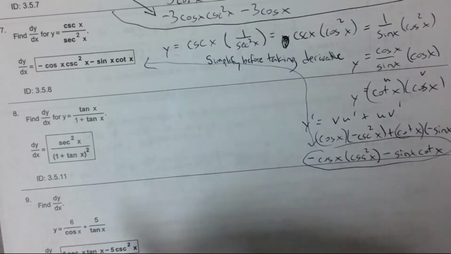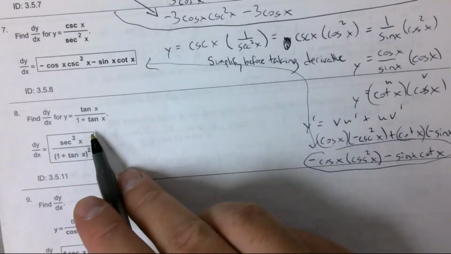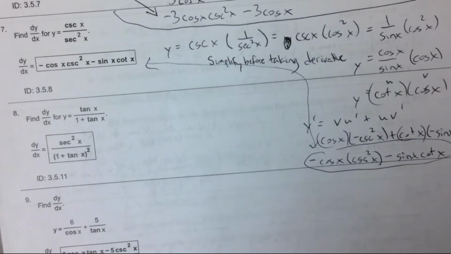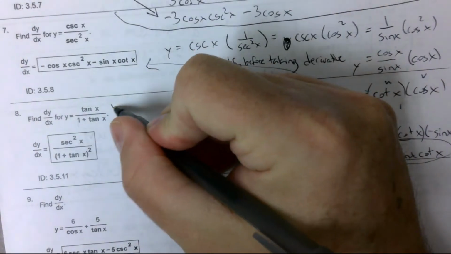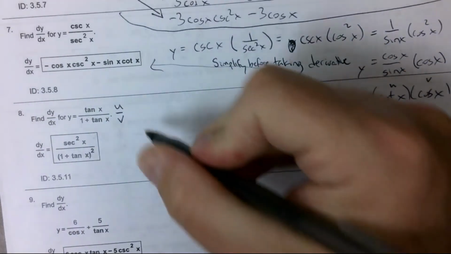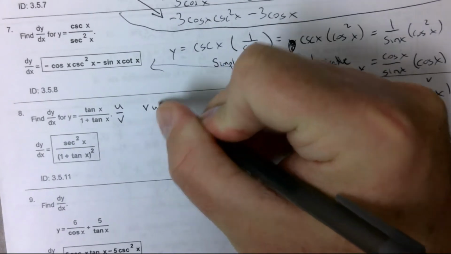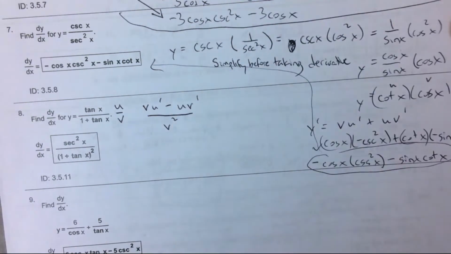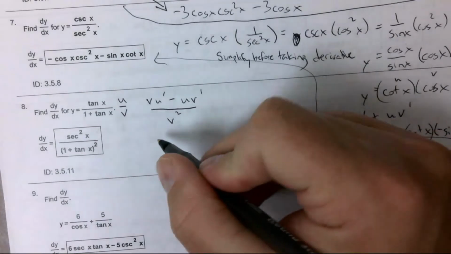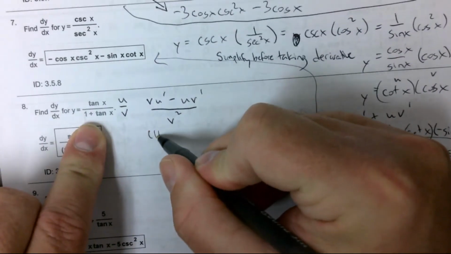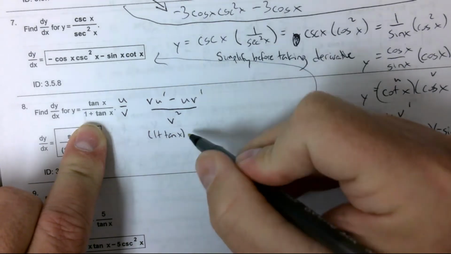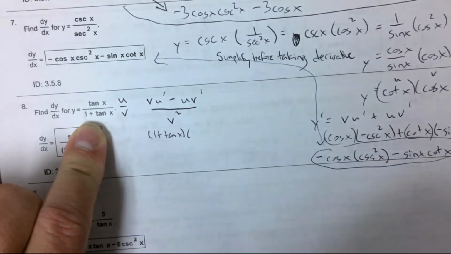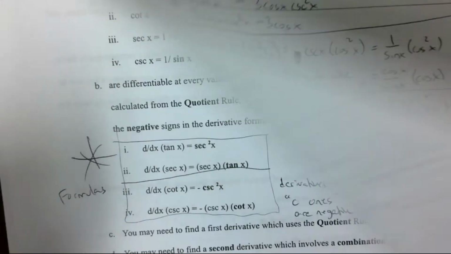So now on number 8, we have tan, and we have 1 plus tan x in our denominator. Well, this one is going to make you use the quotient rule. So the quotient rule is v times u prime minus u times v prime over v squared. So the v is the 1 plus tan, and then the derivative of u means the derivative of tan. The derivative of tangent is secant squared.